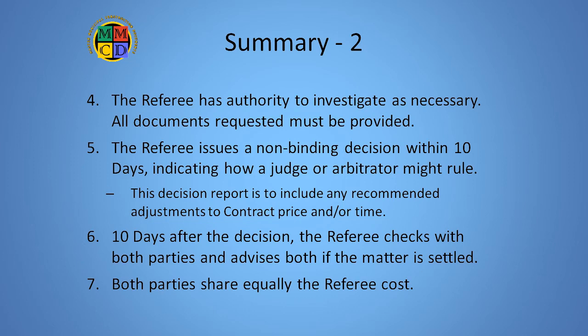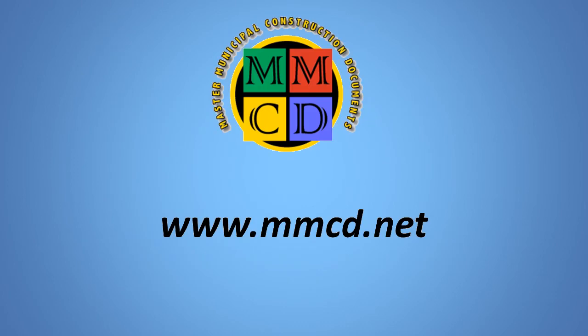Number six, 10 days after issuing the decision, the referee checks with both parties to see if they will settle on the basis of the referee's opinion. He or she then advises both parties of the other's position regarding the decision. Number seven, while the referee bills the owner, the contractor pays 50% through a deduction from any monies otherwise owing.